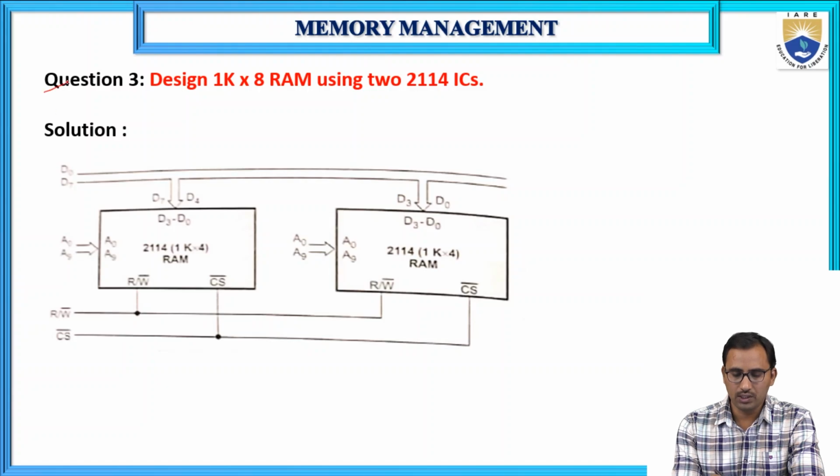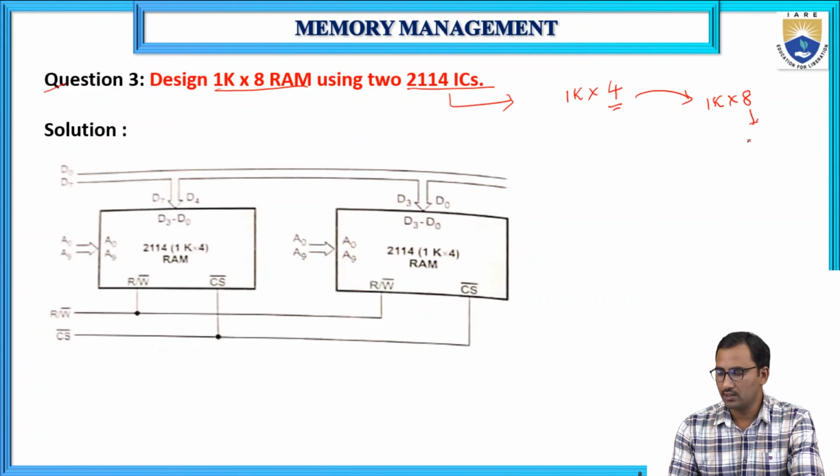And coming to question 3, design 1K by 8 RAM using 2114 ICs. So we have to design a 1 kilobyte by 8 RAM using 2114 ICs. The 2114 IC has 1 kilobyte of memory locations and the word size is 4. So we are going to implement 1 kilobyte of memory locations with 8 word size. That means we are increasing the word size.